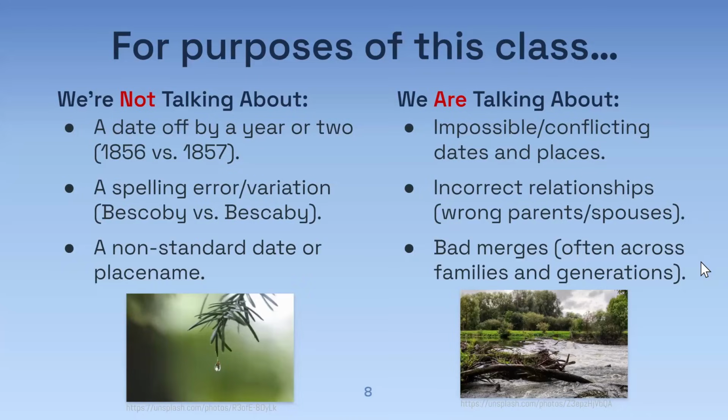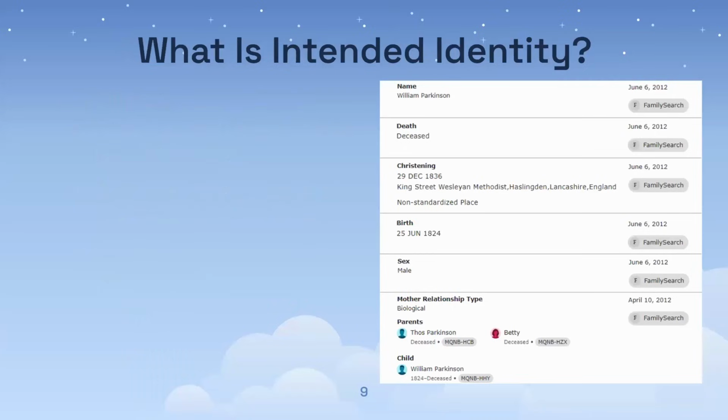That's the most common cause of sticky problems in family tree. Once a bad merge happens, it often snowballs across that one generation of the family and across multiple generations of the family. So those are the types of problems that we will be solving, or talking about solving, in today's class.